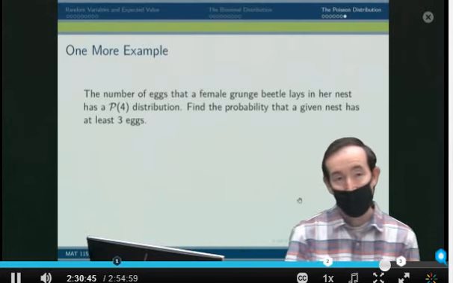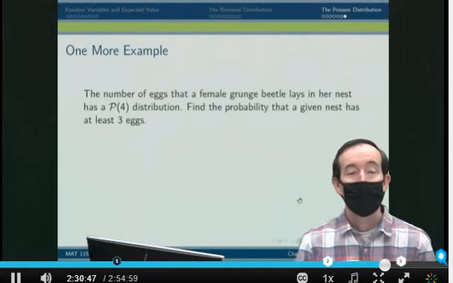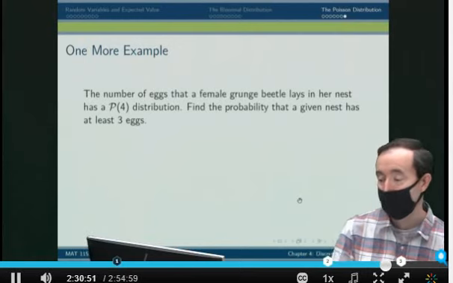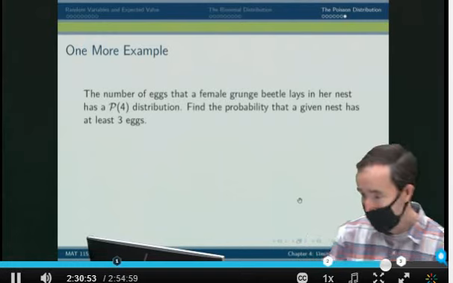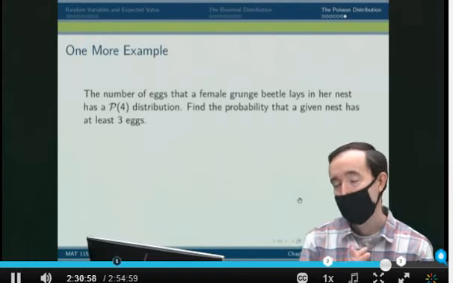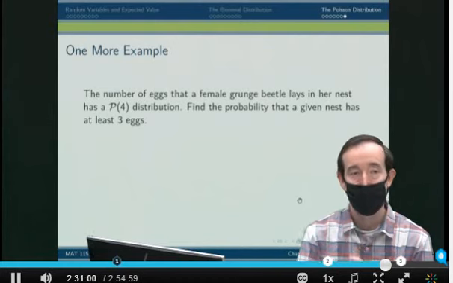All right, so let's do one more example. And let's use Bognar's calculator to find this. And so this is actually a real biological situation. The number of eggs that a female grunge beetle lays in her nest has a Poisson distribution with parameter 4.